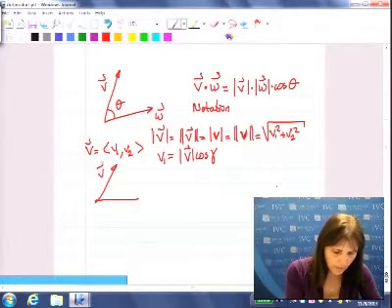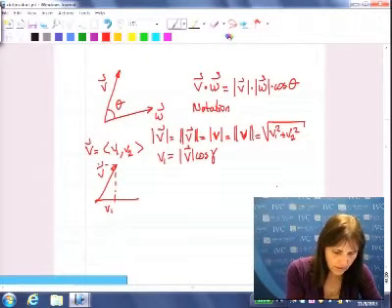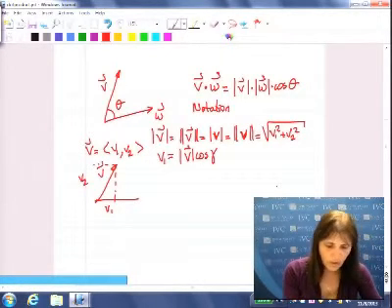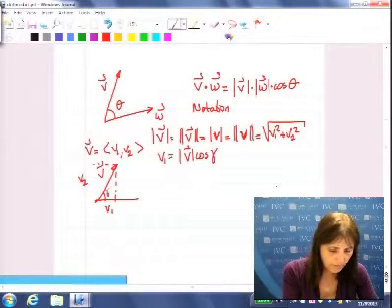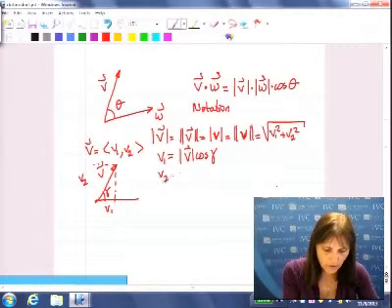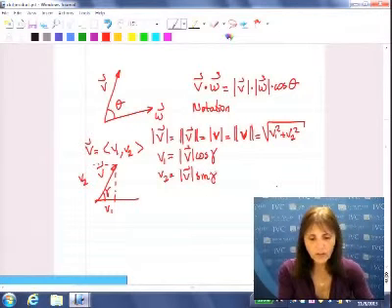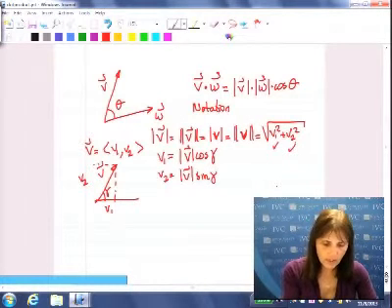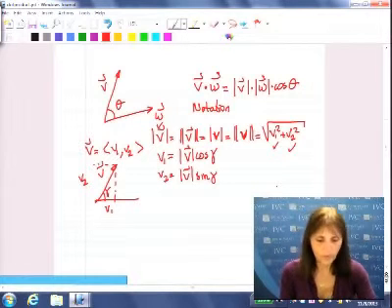So if this is my V, and this is my V1, and this is my V2, then V1 is the magnitude of V times cosine gamma, and V2 is the magnitude of V times sine gamma. So I define this, this, and this. And you can do something similar with W.